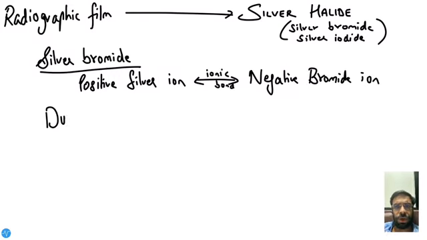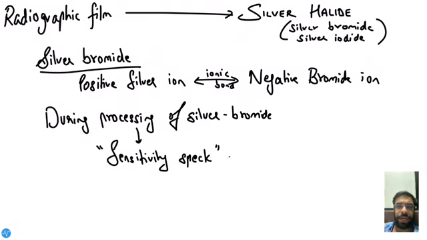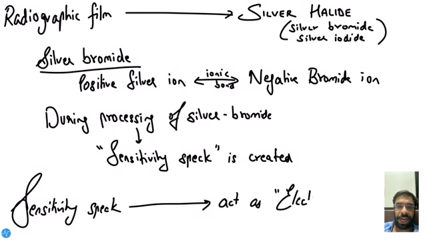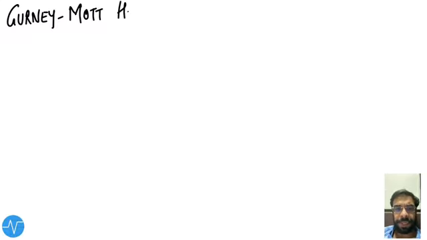During the processing of this radiographic film, meaning during the making of this film in the lab, sensitivity specks are created. What are these sensitivity specks? They are like an electron trap. They will attract electrons towards them. The Gurney-Mott hypothesis explains what happens.